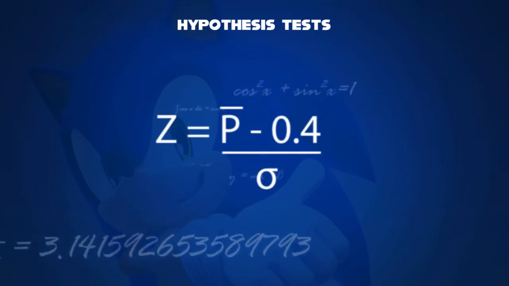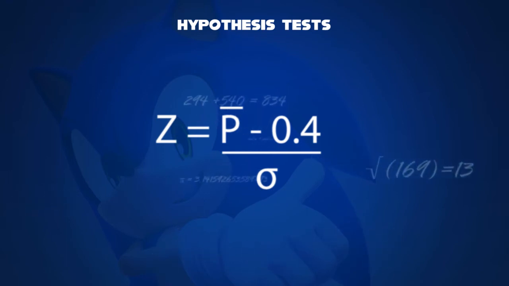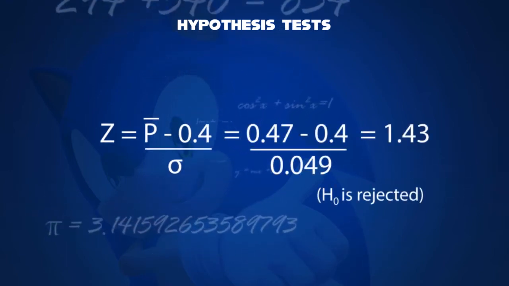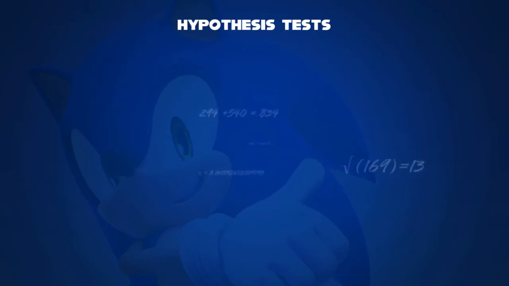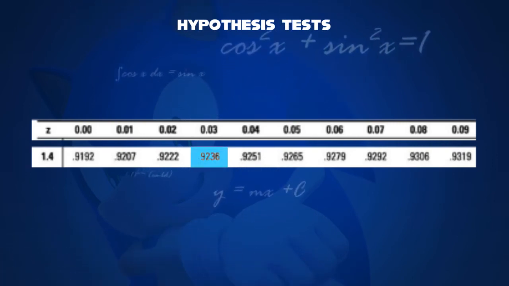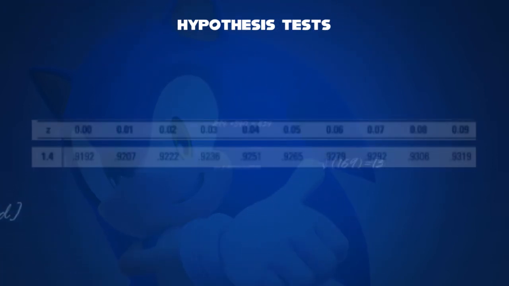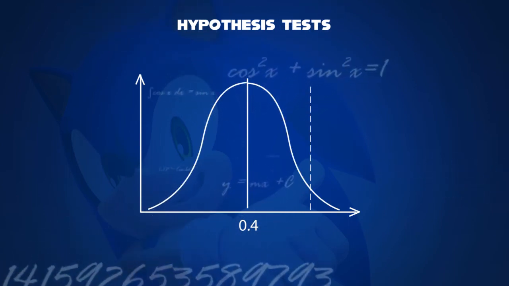To find the value of z, equal to p bar minus 0.4 divided by the Bernoulli value, we get 1.43 at the 5% significance level. This is a one-tailed test. In the z-chart, the value 1.43 is 0.9236, which is above 0.4. This means the null hypothesis is rejected.